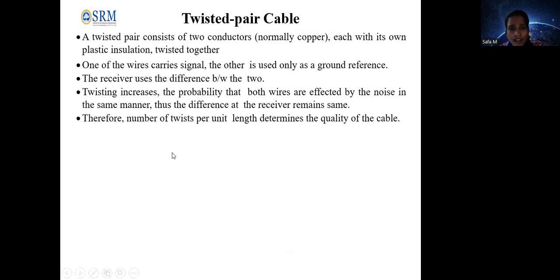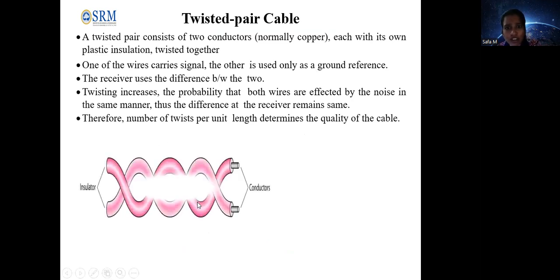The twisted pair cable normally consists of two things: conductors and insulators. You can see here, this is the conductor and this is the insulator. The wires are twisted. Two wires carry the signal and another one is ground. The twisting is increased, and the number of twists determines the quality of the cable.